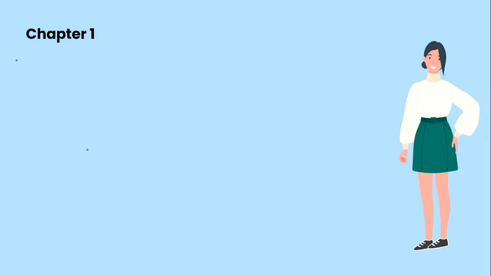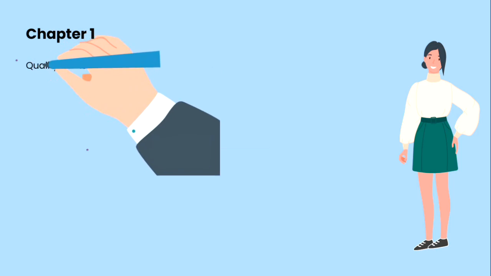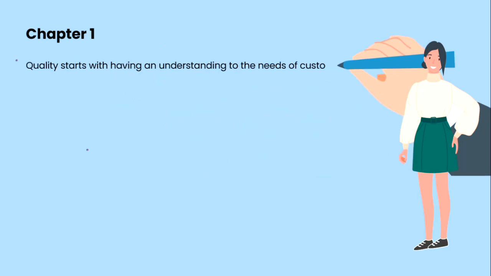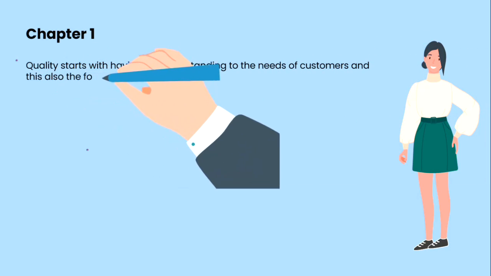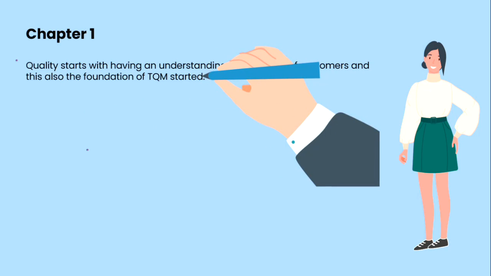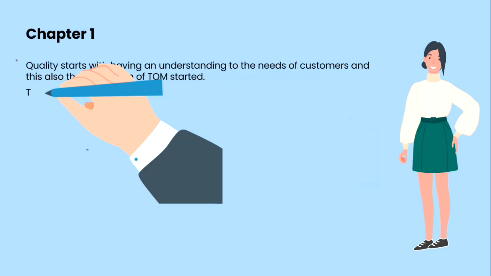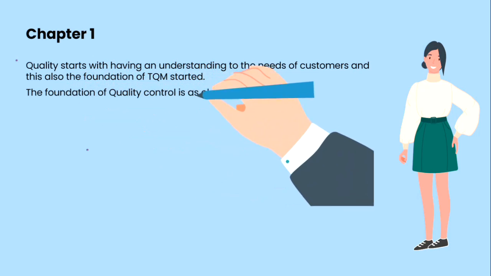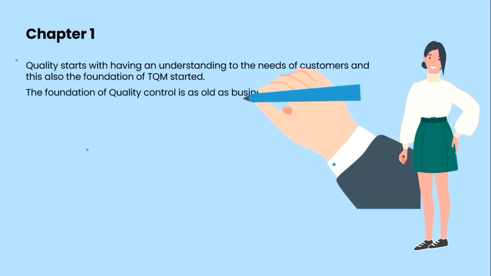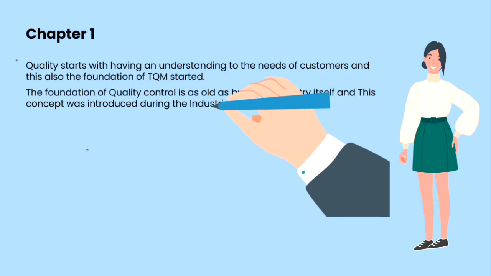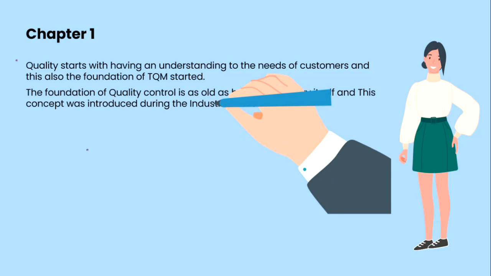Chapter 1, the Total Quality Management Evolution. Quality starts with having an understanding of the needs of customers, and this is also the foundation of how TQM started. The foundation of quality control is as old as the business industry itself, and this concept was introduced during the Industrial Revolution.